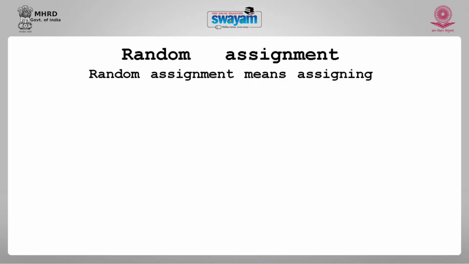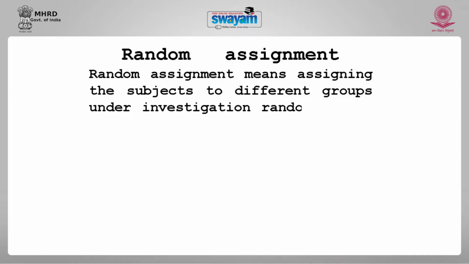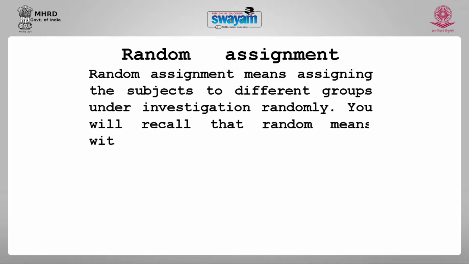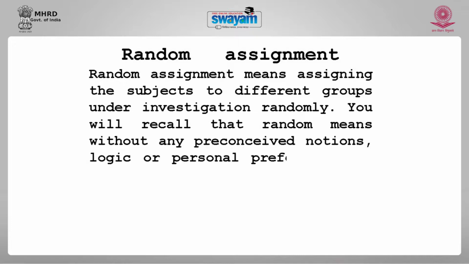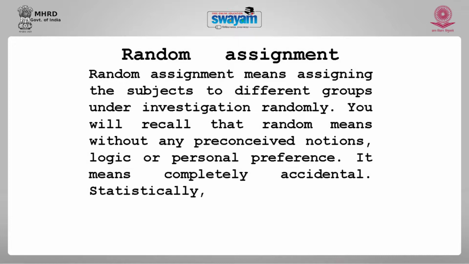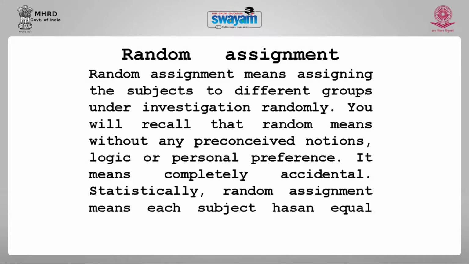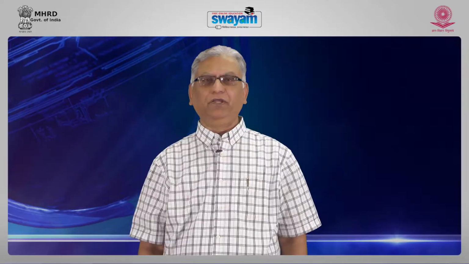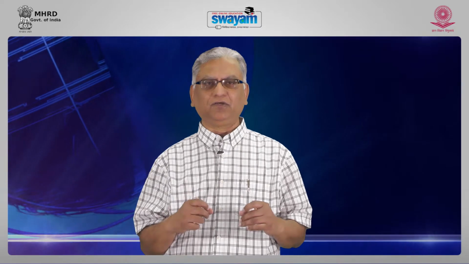Random assignment means assigning the subjects to different groups under investigation randomly. You will recall that random means without any preconceived notions, logic or personal preference. It means completely accidental. Statistically, random assignment means each subject has an equal chance of being assigned to any of the groups. Researchers most of the time conduct experiments to compare two or more groups based on certain variables. To have unbiased results of this comparison, the subjects in both the groups should be similar to each other on the dependent variable. To begin with, there should not be any systematic difference among the groups.